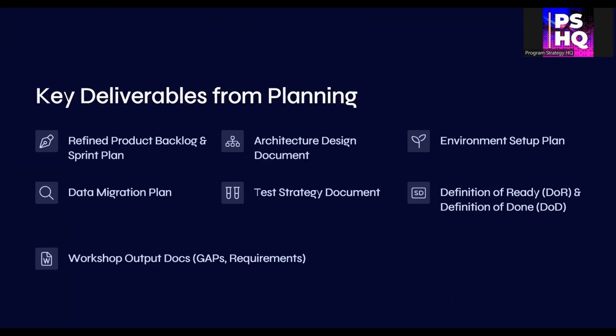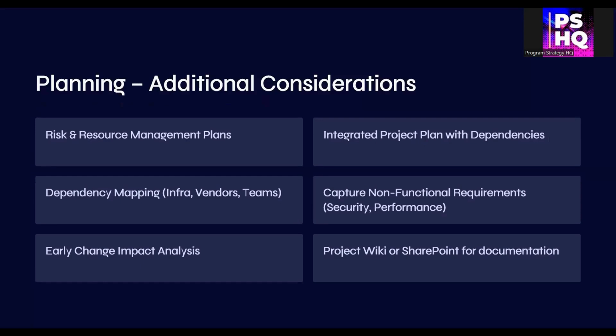And then some often overlooked elements can make or break your plan. Which are these? Documented risk or resource management plan, integrated project schedule with dependencies, clear mapping of infra and vendor dependencies, documentation of non-functional requirements like security and performance, and a project wiki or a SharePoint site to organize all your artifacts. This ensures your planning is rightly documented, which can be adapted later as the project and the team understanding evolves.